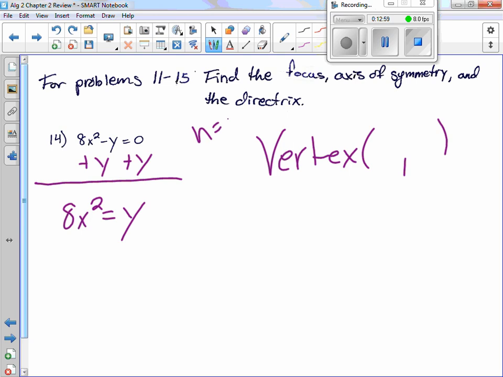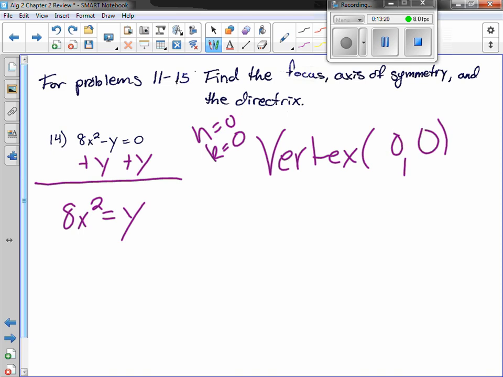Well, what's h and k? They're still both 0, aren't they? Because there's nothing in the h where h would be, or k. Even if we flipped it, there's nothing being added inside the parentheses, and there's nothing being added or subtracted from x squared. So h and k are both 0 here. So the vertex is 0, 0.